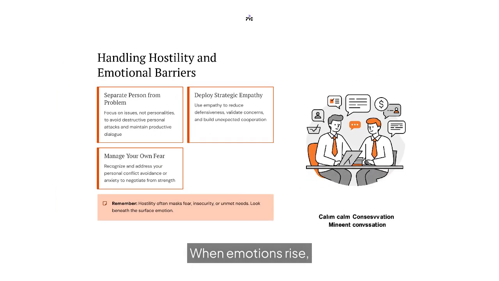When emotions rise, even small disagreements can quickly become personal battles. The key to managing hostility in any negotiation is to focus on the issue, not the individual. By separating people from the problem, you prevent destructive personal attacks and keep the conversation productive. One of the most powerful tools you can use is strategic empathy, the ability to understand the other person's emotional state without necessarily agreeing with their point of view. Empathy reduces defensiveness, creates psychological safety, and opens the door to genuine cooperation.